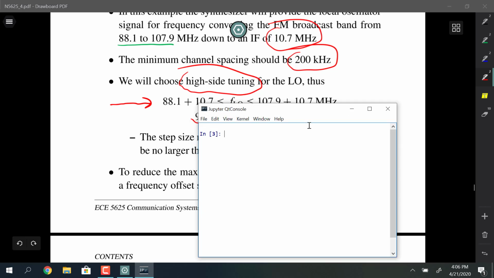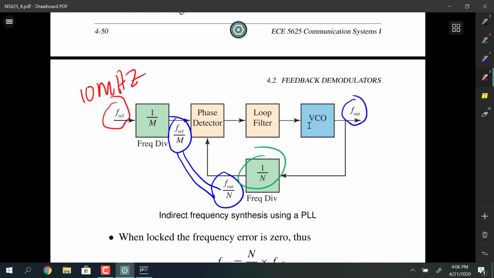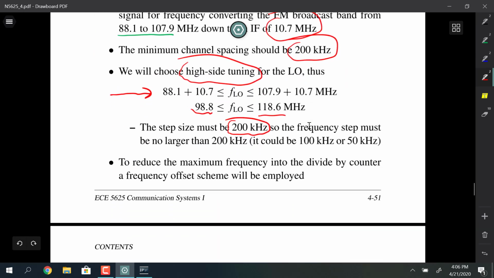So if we started with 10E6, as in 10 megahertz, and we wanted to get down to 200 kilohertz, which would be 200E3, that would say M has to be 50. So we'd need to put a digital divide by 50 in at that point if we were starting at 10 megahertz. But in this problem, it doesn't talk about that. It just says what is the reference frequency into the phase lock loop, and that's going to be 200 kilohertz.